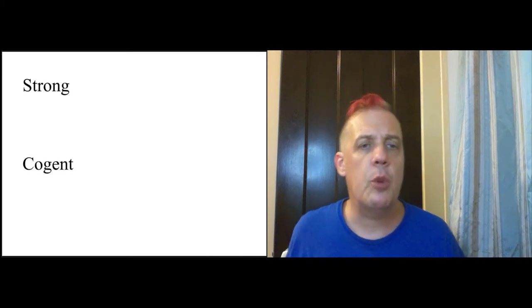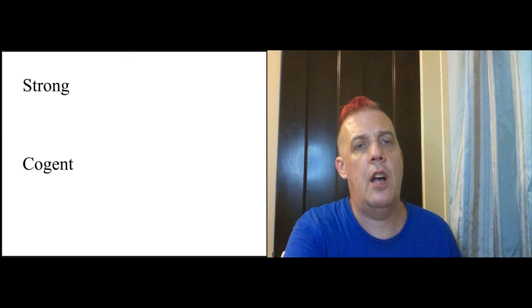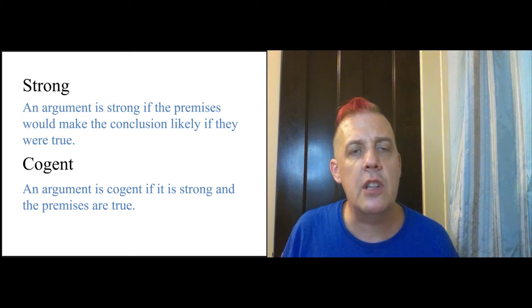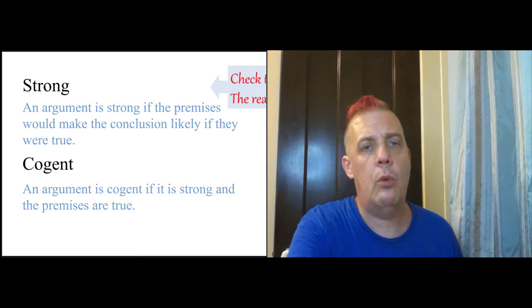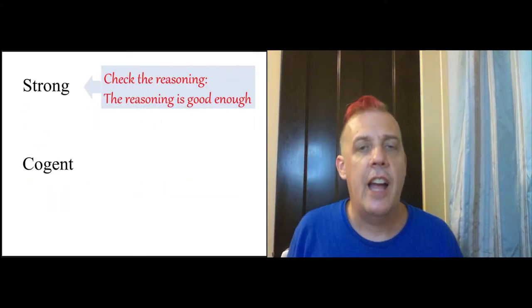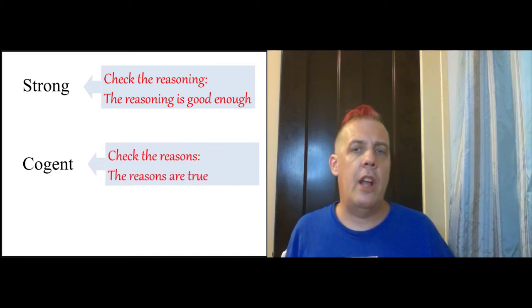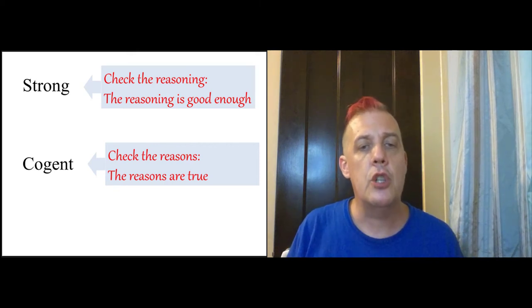The 2 pairs of terms that we are introducing for this week are exactly parallel, strong and cogent. So an argument is strong if the premises would make the conclusion likely, granted that they were true. And then if an argument is already strong and we add true premises, we say it's cogent. So with strength, you check the reasoning, and the reasoning is good enough. And then with cogency, you also check the reasons, and you find out that the reasons are true.